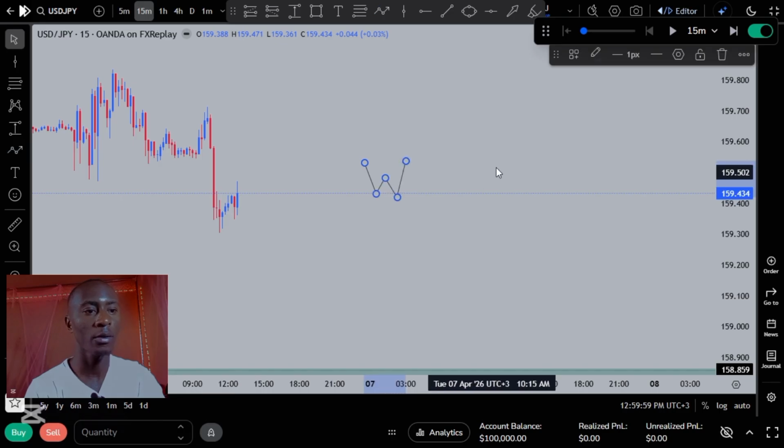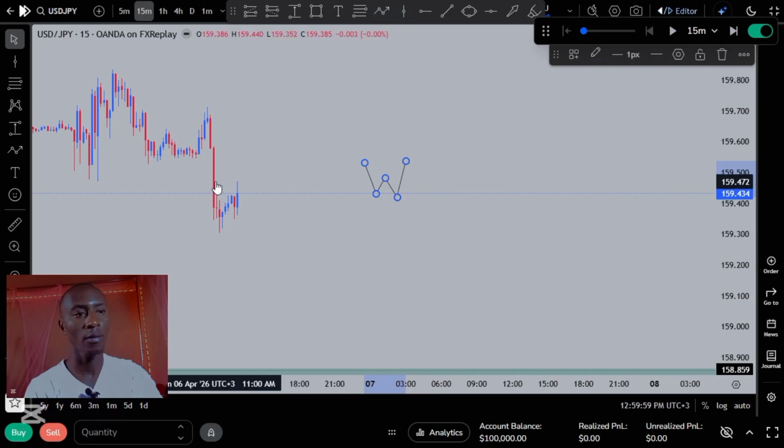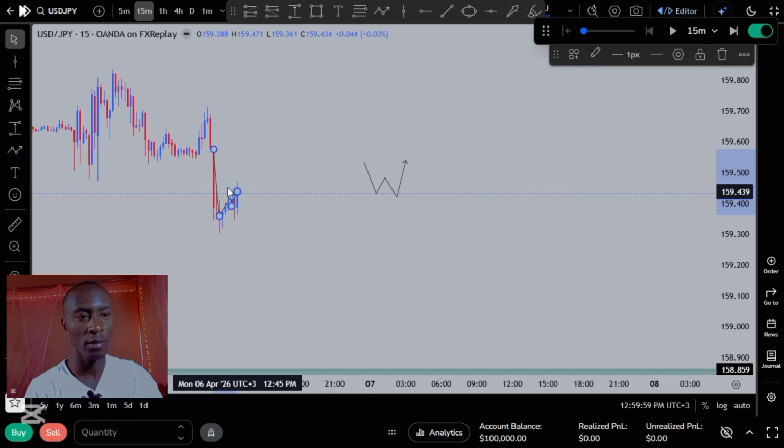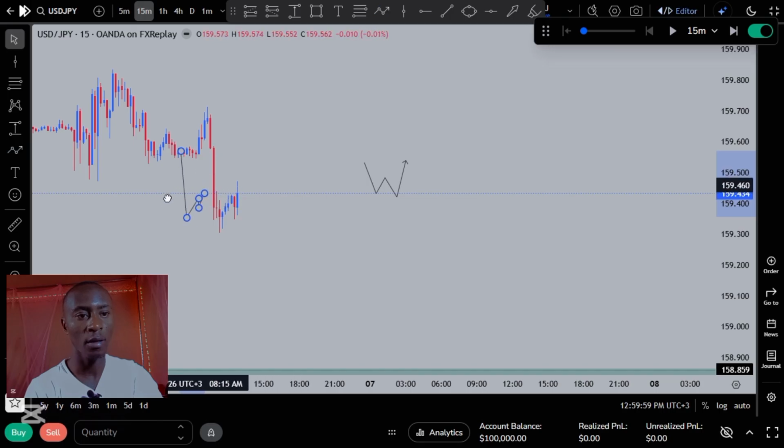When I talk about a W pattern, I'm talking about something like that. As you can see, we already have one here. Actually, you can start from here. We have the sellers, and then buyers, and then the sellers and buyers, which crossed above the line.